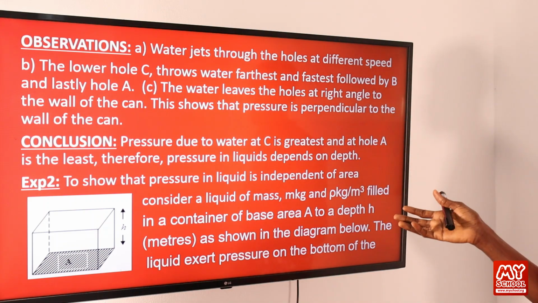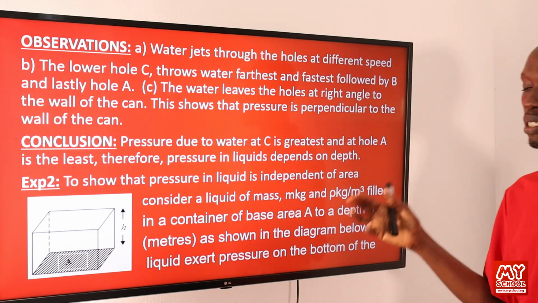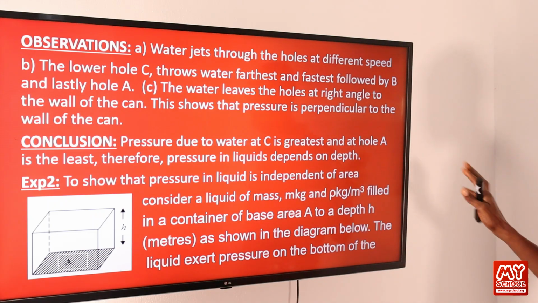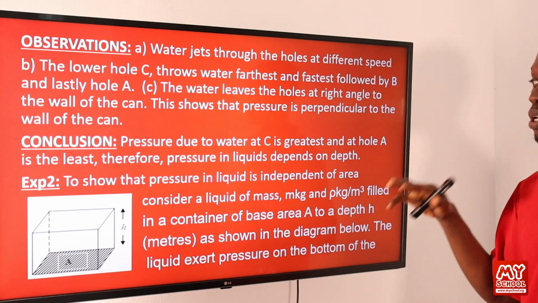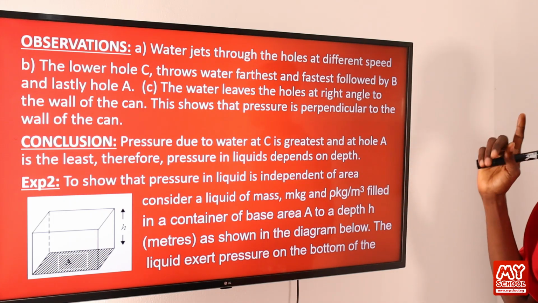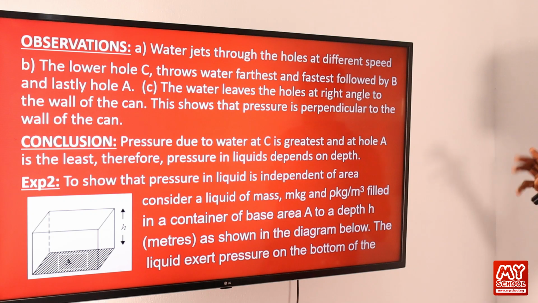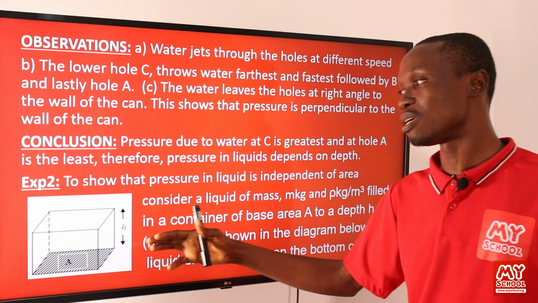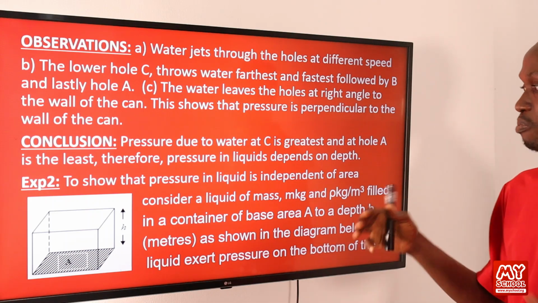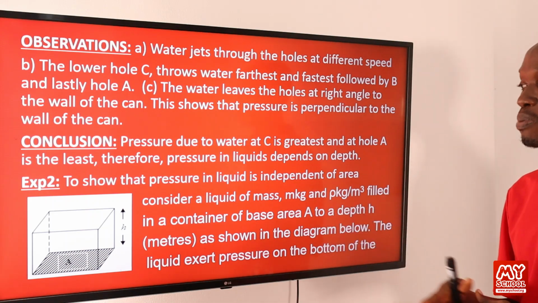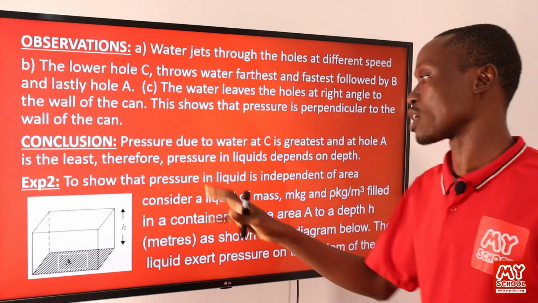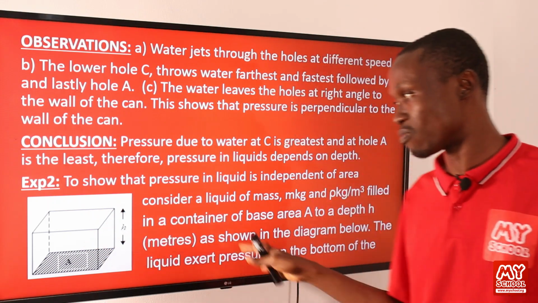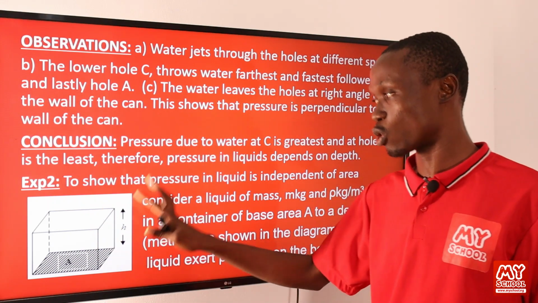Now, we also have another experiment to show us that pressure in a liquid is independent of area. When we're talking about pressure in liquid, one of the things you need to know is that pressure in liquid is independent of area. In this experiment, you can use any shape of object. The shape can be a cylinder, a cone, whatever. You are still going to obtain the same result. But in this case, we decide to use a cuboid.